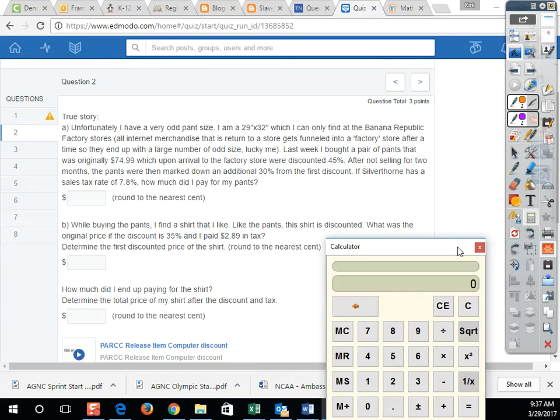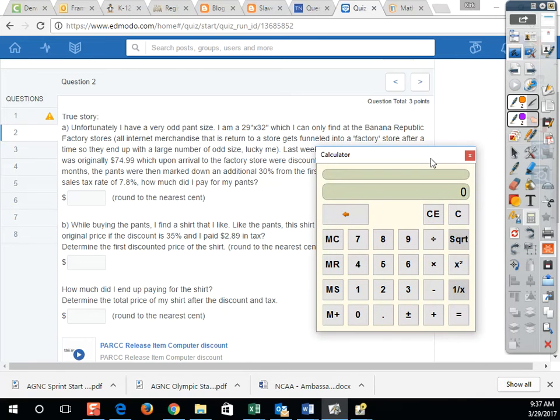Alright, so here's the thing. You cannot add the discounts together. That will not work. What you have to do is find the price after the first discount, then take that price, apply the second discount, and then apply the tax. That is your strategy here. So, it's easier to work on the calculator, so I will.